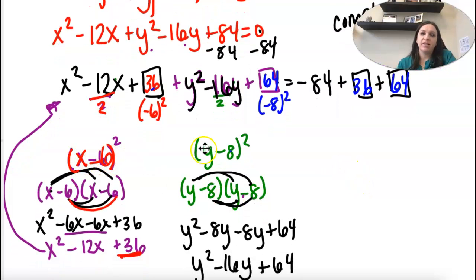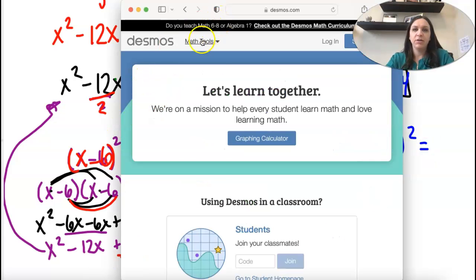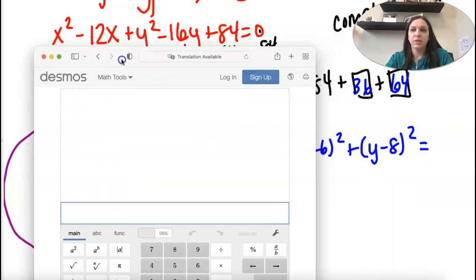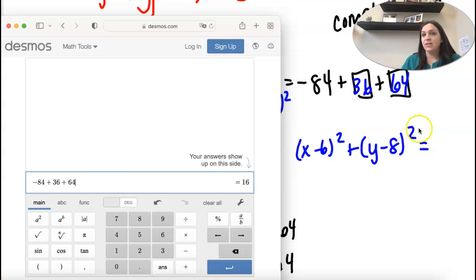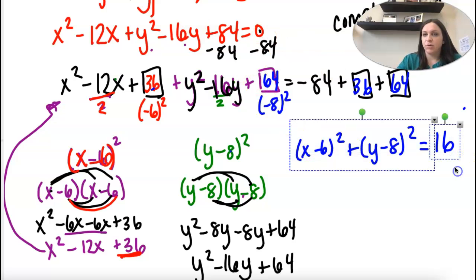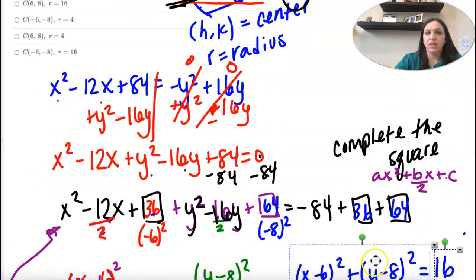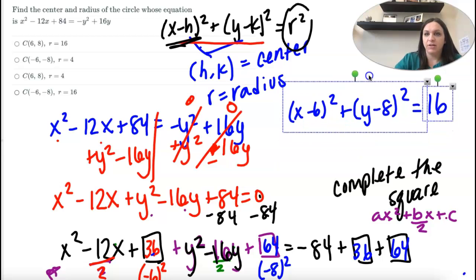So now I have (x minus 6) squared plus (y minus 8) squared equals, let me pull up my calculator, negative 84 plus 36 plus 64 equals 16. So completing the square helps us get our equation in standard form. So this is my equation in standard form.